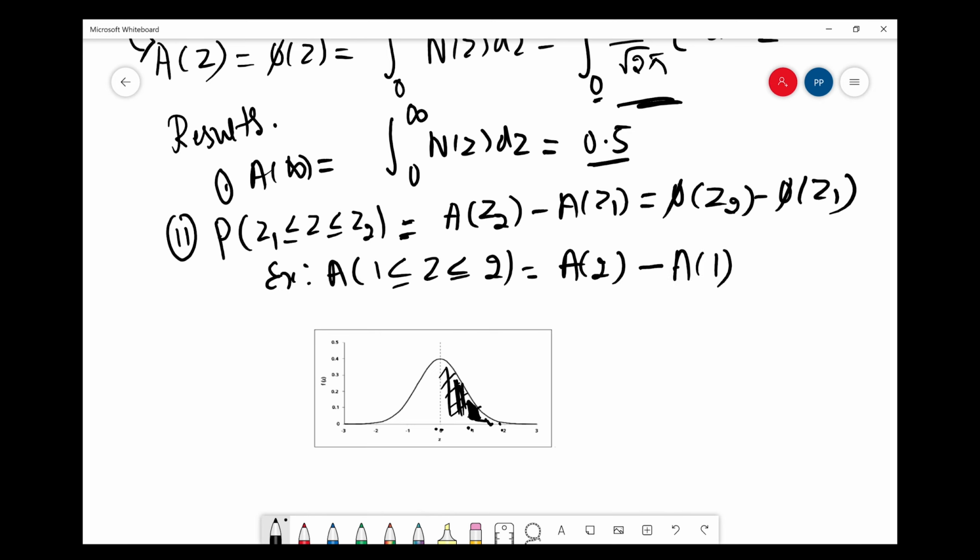Okay. So you do not write this graph, you do not consider the graph. Just remember that the probability over a positive interval z1 to z2 equals A of upper limit minus A of lower limit, or phi of upper limit minus phi of lower limit. It's clearly explained in this figure.